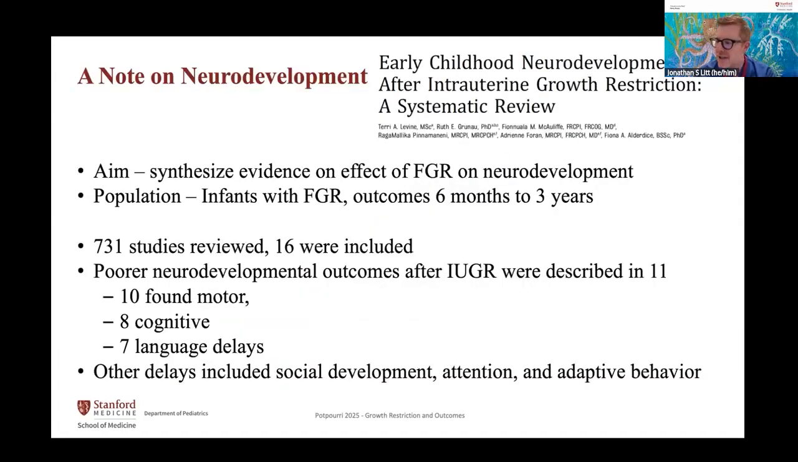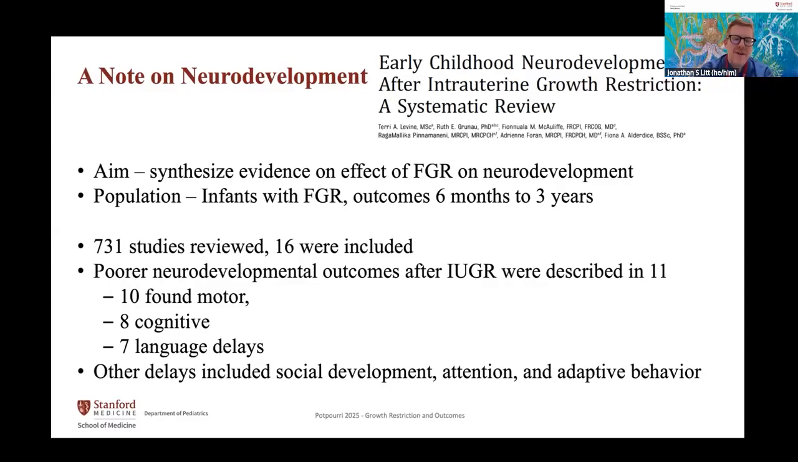I want to switch gears here for a moment to think about neurodevelopment, which is my particular area of focus and study, and thinking about the impact of growth restriction on childhood neurodevelopment. So this is a systematic review that aimed to synthesize the evidence of fetal growth restriction on development. The population was infants with growth restriction and outcomes were measured at 6 months, between 6 months to 3 years of age, so infancy and early childhood.